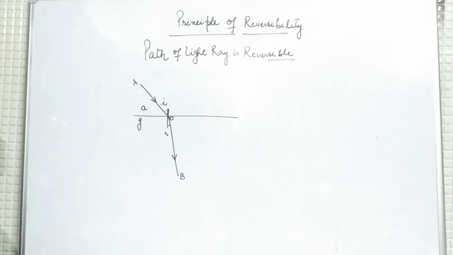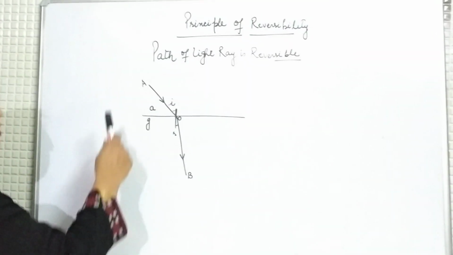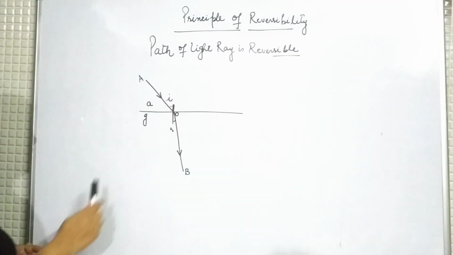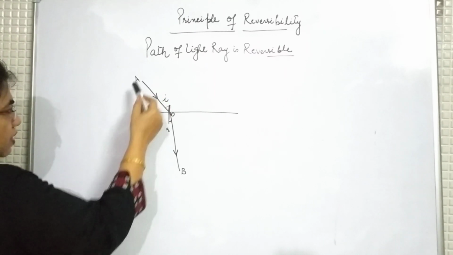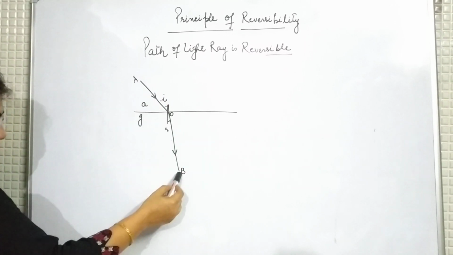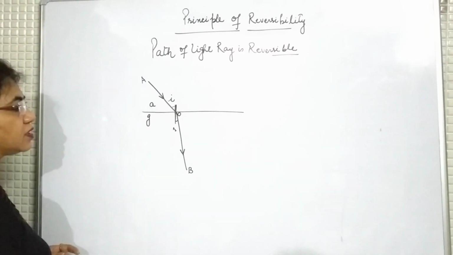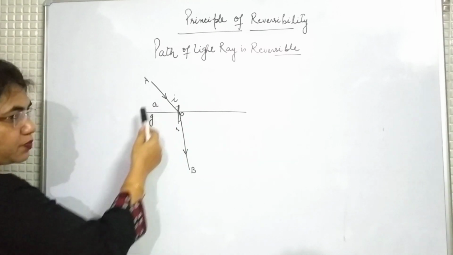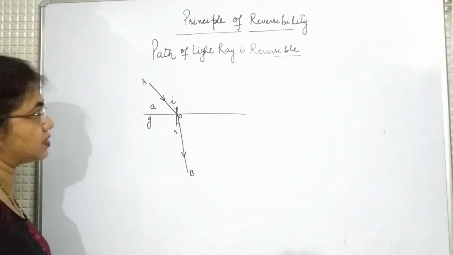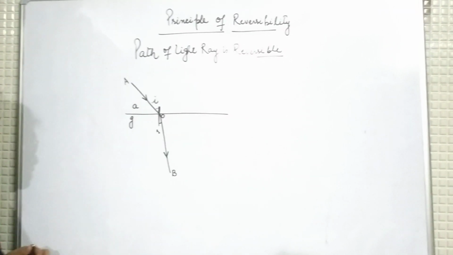This is the principle of reversibility. According to this principle, the path of a light ray is reversible. Suppose a light ray travels from air to glass, with AO as the incident ray and OB as the refracted ray. If this ray goes back from glass to air, it will retrace its path. It will go back along the same path by which it entered the glass. That is called the principle of reversibility, meaning the path of a light ray is reversible.